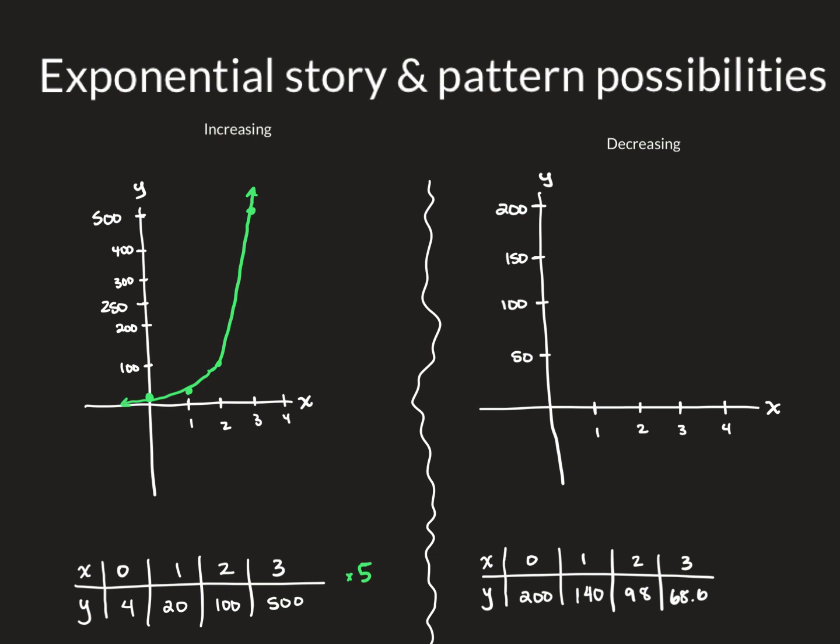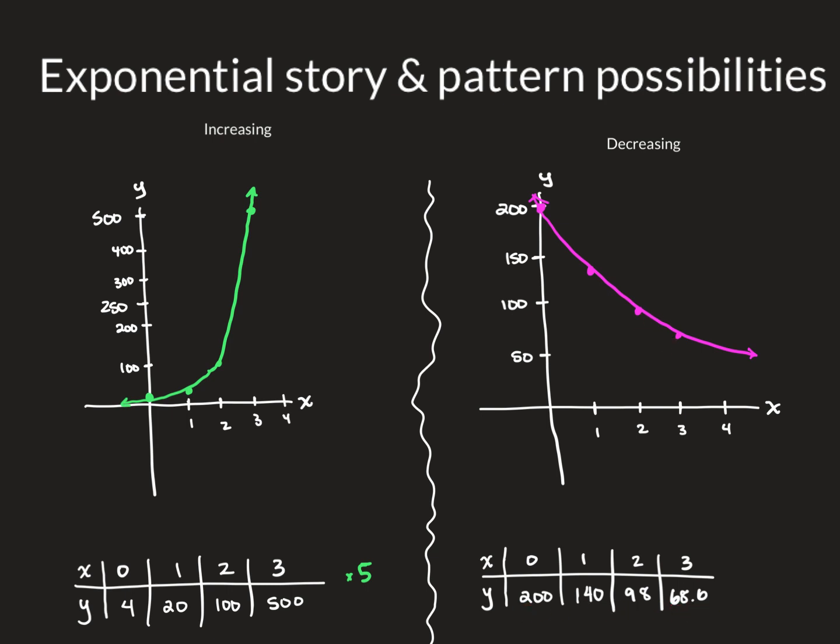For a decreasing pattern, it's a similar idea, but it needs to have this kind of dramatic curve. It's just that this time it's going to be decreasing because in this case, we're going to start at 200. After one time we're at 140, then we're at 98, then we're at a little bit less than 70. So now it's doing the same kind of thing, it's just decreasing this time. So you're going to have to come up with some sort of story where you decrease quickly and then it kind of slows down as you are moving along.